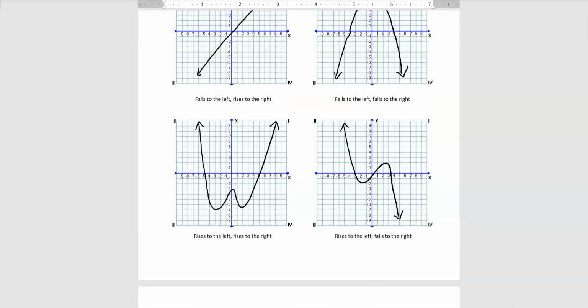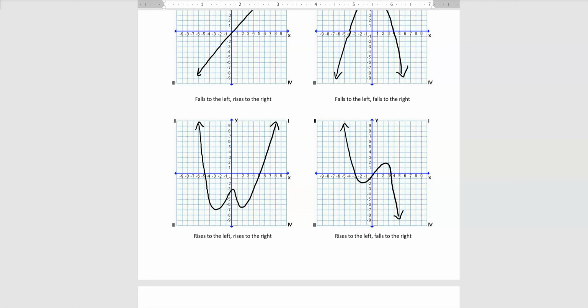This bottom one here is an example of rises to the left and rises to the right. Now you're probably thinking, hold on, Mr. Carter, I can see it drop here. It's going down. Right, you are absolutely correct. However, the only thing we care about is the final direction it goes. So in the middle, a graph can do anything. We just care about how it's ending. So this one is rising as it goes to the left, and this one is rising as it goes to the right, even though they both fall in the middle. We don't care about that. Remember, this is as x approaches negative infinity and positive infinity.